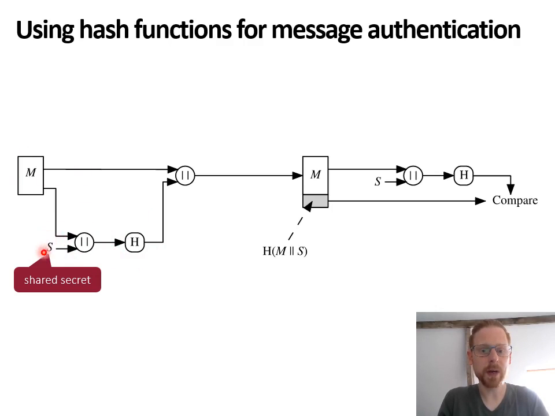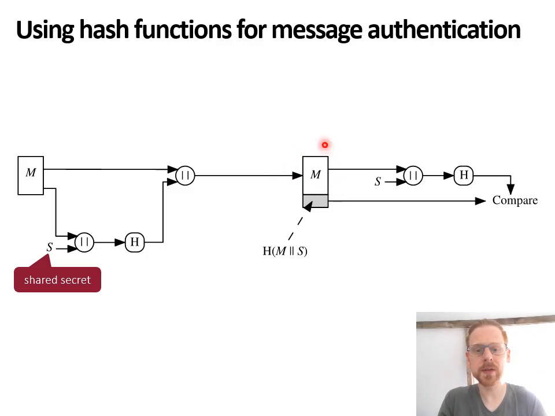Why do we need to combine the message with some shared secret key? Well, if we would just hash the message without a key, anyone could intercept the message, change it, and create a new hash value. However, if an attacker now intercepts the message and the hash value, he won't be able to make any changes, because if he changes the message, he won't be able to create a new valid hash value as he doesn't know the shared secret.